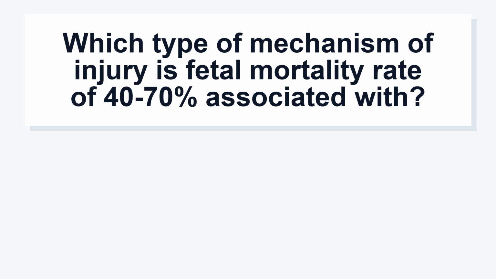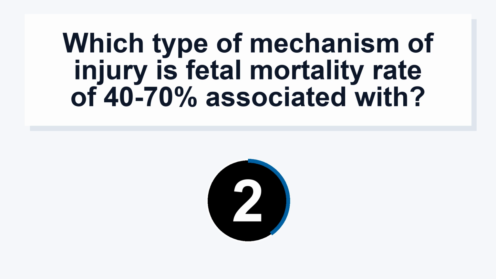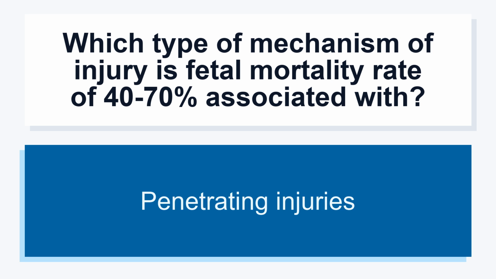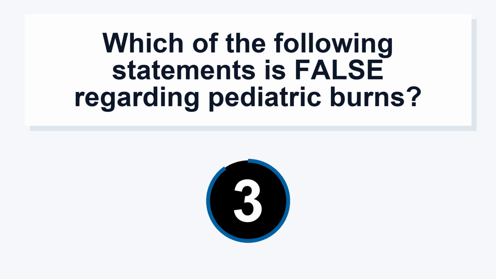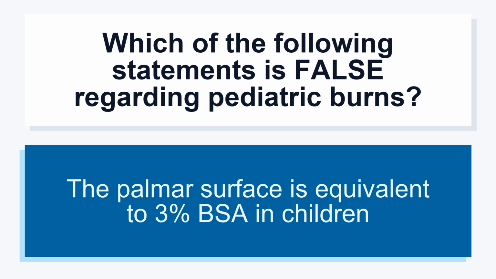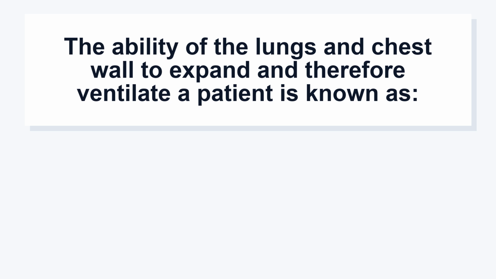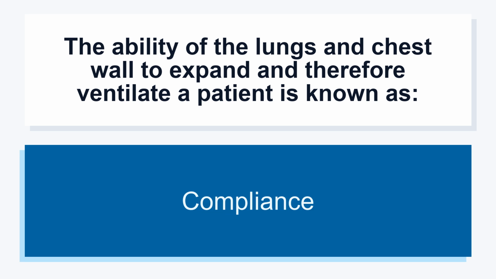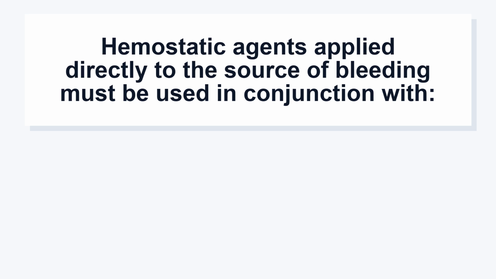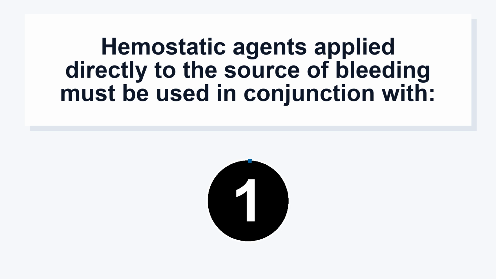Which type of mechanism of injury is a fetal mortality rate of 40 to 70% associated with? Penetrating injuries. Which of the following statements is false regarding pediatric burns? The palmar surface is equivalent to 3% BSA in children. The ability of the lungs and chest wall to expand and therefore ventilate a patient is known as compliance. Hemostatic agents applied directly to the source of bleeding must be used in conjunction with direct pressure to the wound.